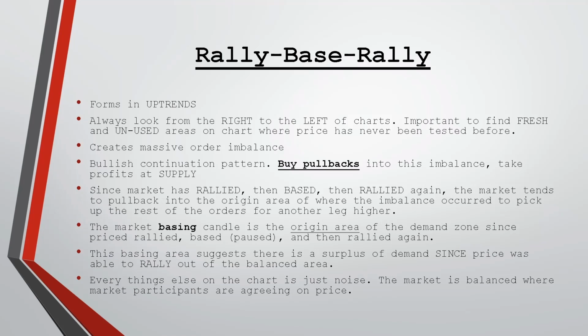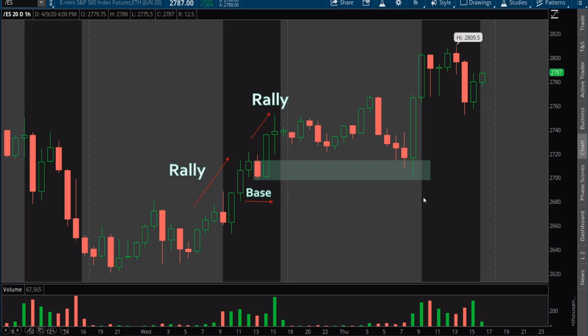Because the market has rallied, based, and then rallied again, the market tends to pull back into the origin area of where the imbalance occurred, and that is because they pick up the rest of the orders for another leg higher. So what I mean by this is that the market rallies, bases, rallies again. When the market pulls back down, we have that zone, and the reason why the market pulls back down is it comes back into this zone to fill the rest of those orders from the institutions for another move higher. Like I said, the institutions rarely do lose, and when they do lose, it's small.